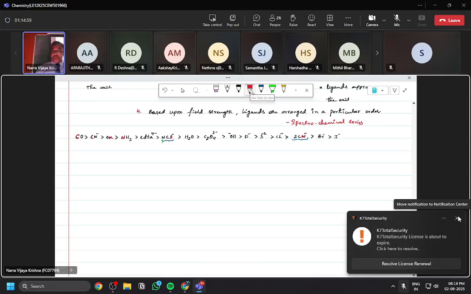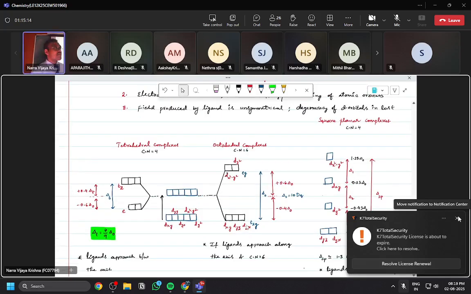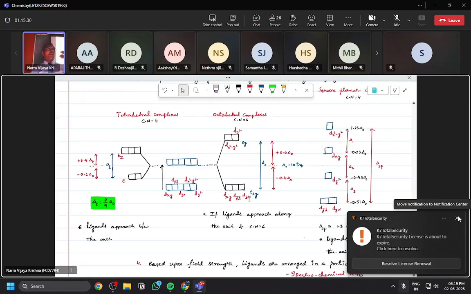Based upon that energy gap, the splitting gap, ligands are kept in an order, and we call that order the spectrochemical series. Now point number 5. If the ligand is a very strong field ligand, what happens to this delta naught value? It is high. If delta naught is high, that gap is high. Now I start filling electrons. I want to fill 7 electrons. Now I want to fill 5 electrons.